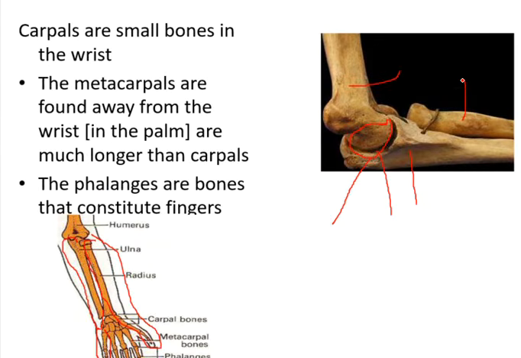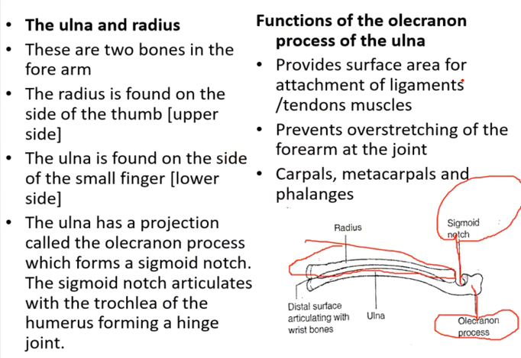Then we have the functions of the olecranon process of the ulna. It provides surface area for attachment of ligaments, tendons, and muscles. Then it prevents overstretching, the keyword being overstretching, of the forearm at the joint. This olecranon process does the same work as the kneecap or patella, which is found on the hind limbs, and also it provides surface area for attachment of ligaments, muscles, tendons. Then it prevents overstretching of the hind limb.